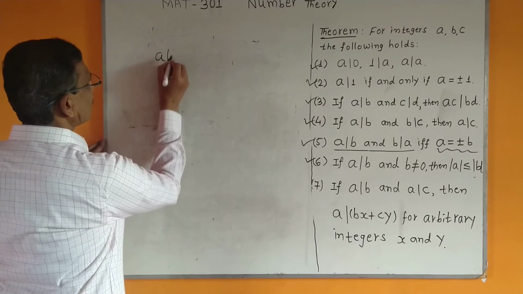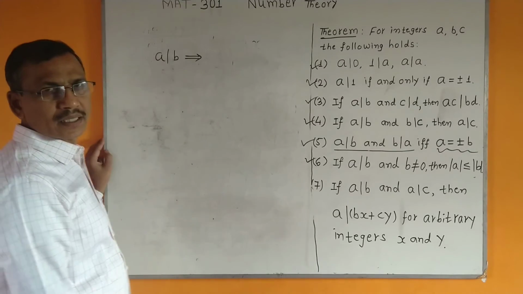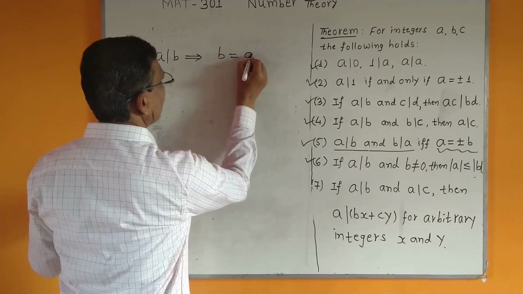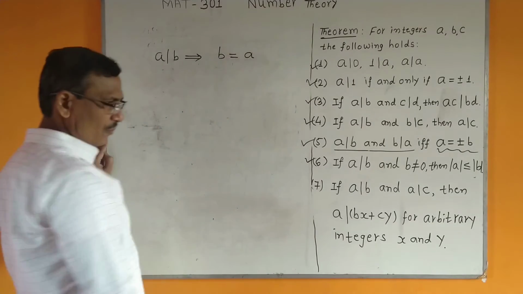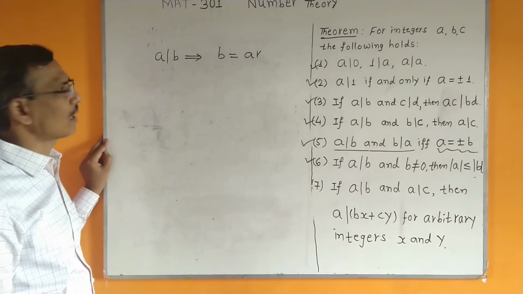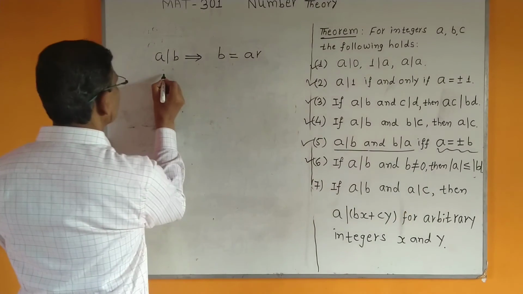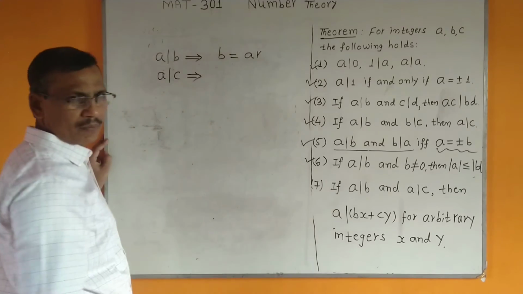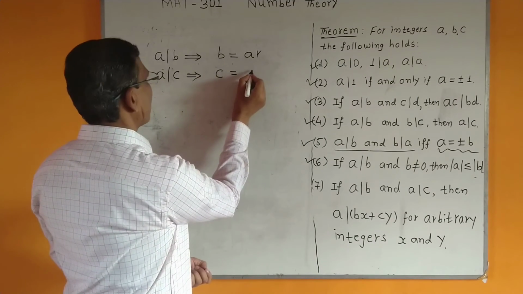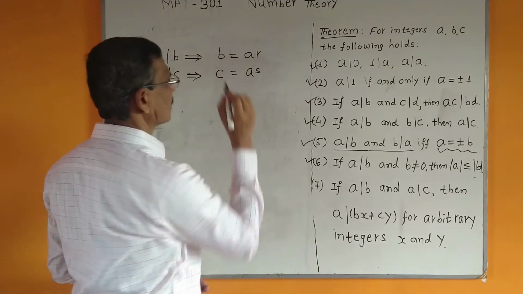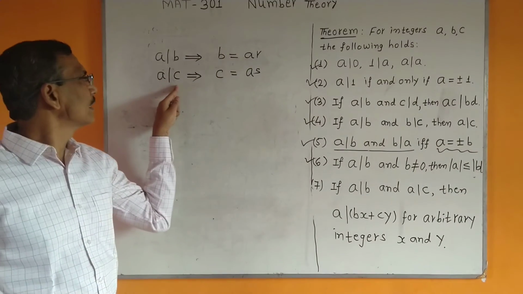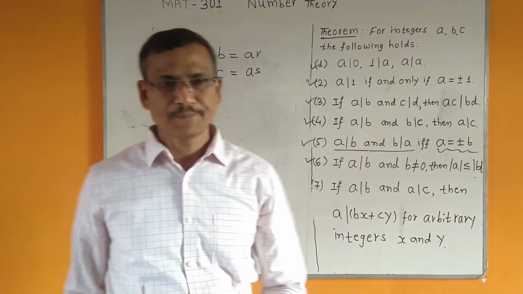What is given? A divides B. By the definition of divisibility, A divides B means B is equal to A times some integer. Already in this equation x and y are taken, so instead of x and y we shall consider other integers. B is equal to AR for some integer R. Second, A divides C. By the definition of divisibility, C is equal to A times some other integer, which we shall call S. So A divides B means B is equal to AR for some integer R, and A divides C implies C is equal to AS for some integer S.